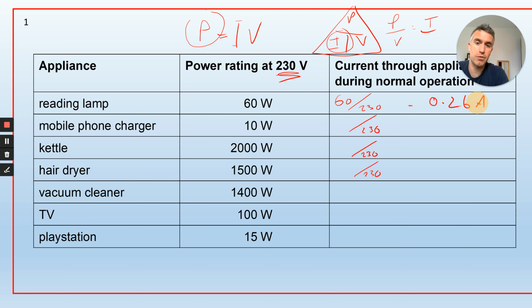Do the same for a mobile phone charger, a kettle, a hairdryer, a vacuum cleaner, a TV, and a PlayStation. Pause, finish that, unpause when you're done. Done? Splendid.